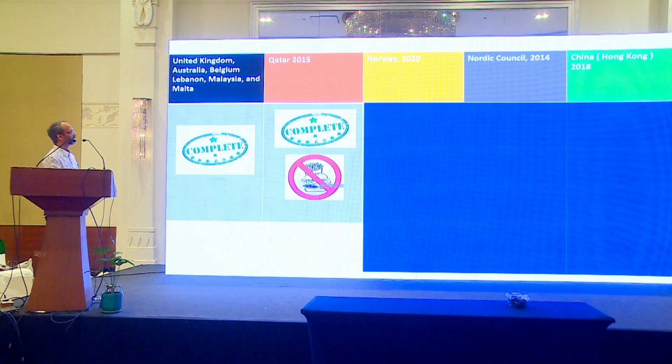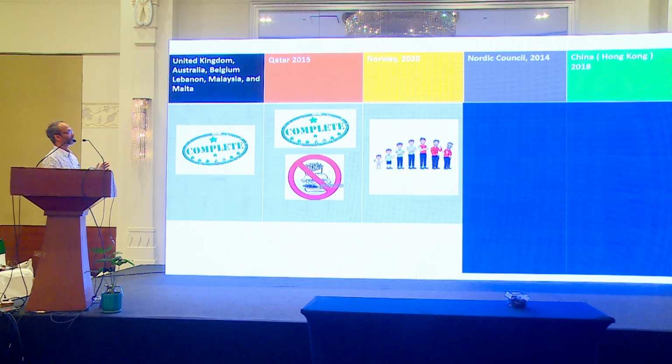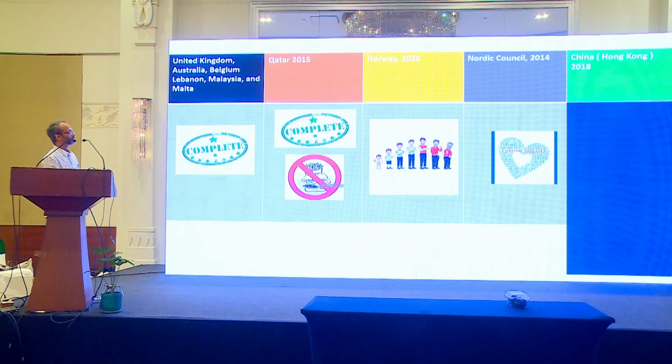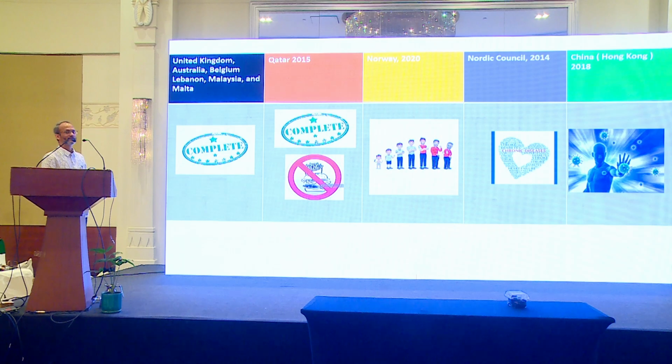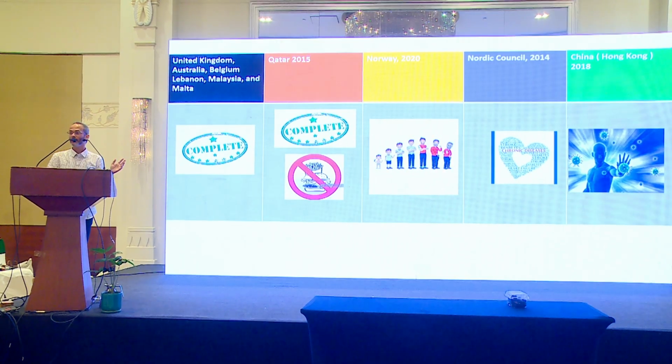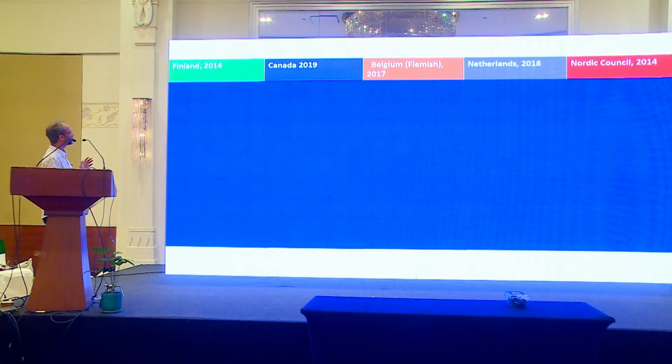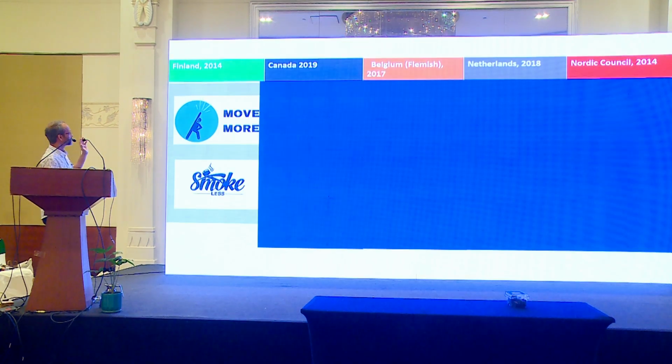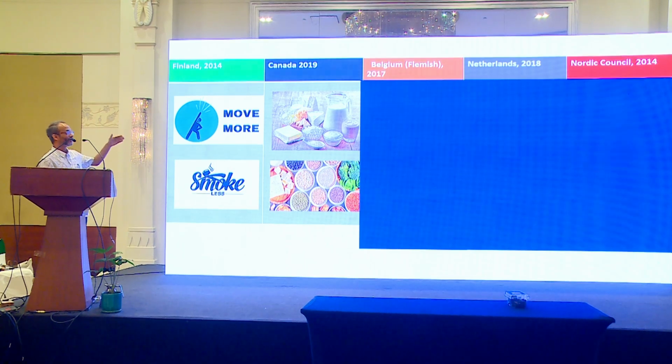Norway says it can be used for any age group. The Nordic Council says it is to prevent chronic diseases. China says it gives immunity. This is all their comments on the whole food plant-based diet. Some more: Finland says it makes you move more and makes you give up smoking. They emphasize this. The Canadian guidelines have taken milk off as a separate entity. They have put it under the protein part and say prefer plant-based milk.